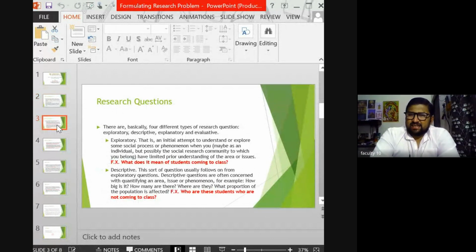Now, there are basically four different types of research questions. These four types are exploratory research question, descriptive research question, explanatory research question, and evaluative research question. Now, I want Nikita to read the exploratory research question, then I will analyze it. I want you to read it.